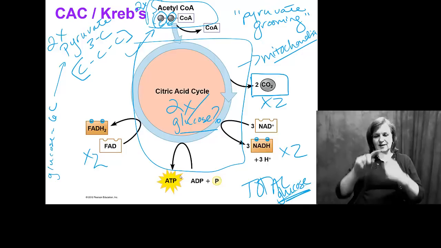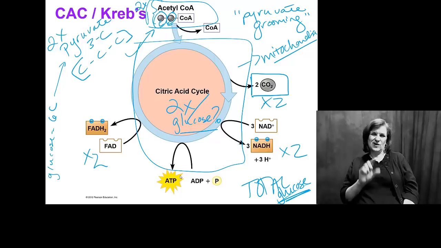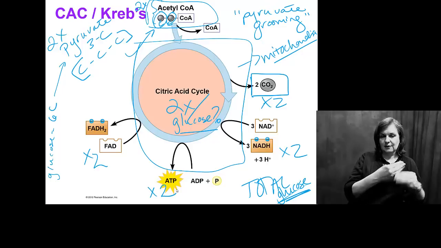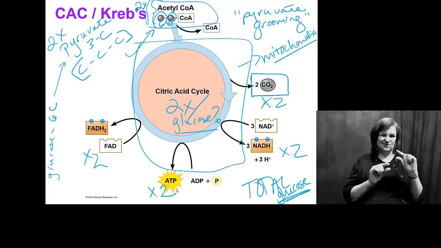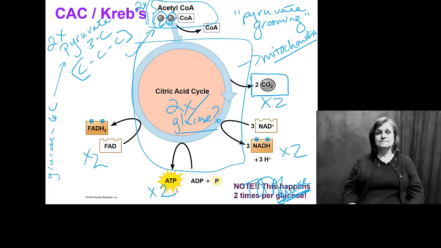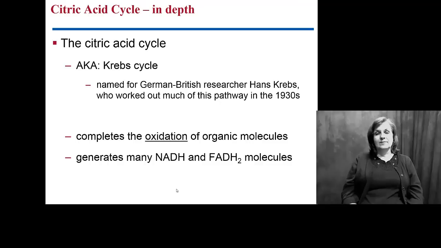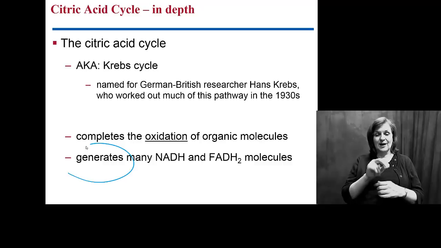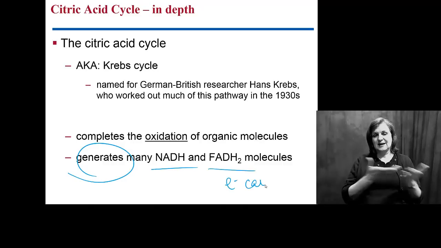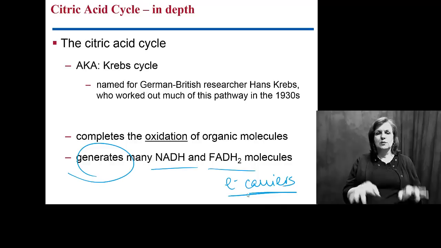And you see we make 1 lowly ATP per acetyl-CoA, or we make 2 per glucose. This is not terrific. Again, these are not big numbers. We're going to need more than this. All right, so we've got to look at this generation of NADH and FADH2, the electron carriers, as being really the most important part of this entire cycle.